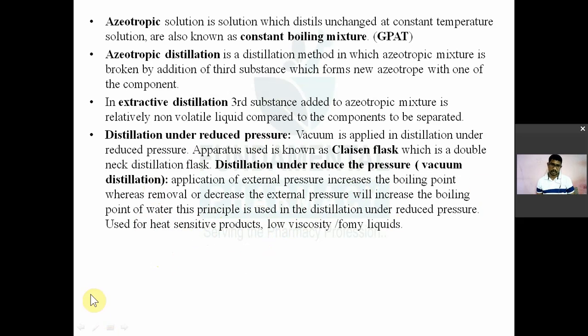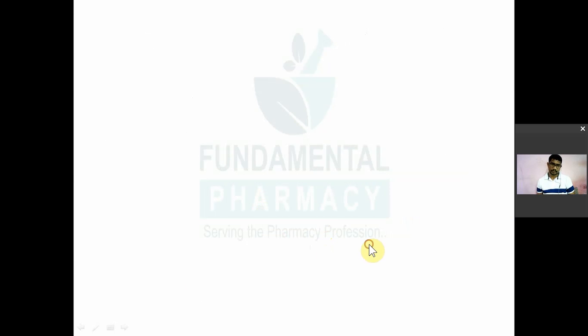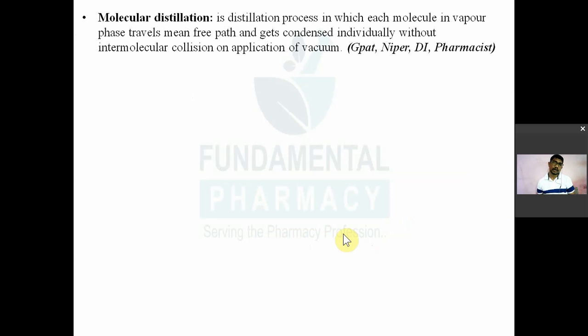So this vacuum distillation or distillation under reduced pressure is used for a heat sensitive product and the mixture with low viscosity or foamy liquids. Foamy liquid mixture, कि दो मिक्सचर अगर फॉर्म बना दे तो उसको वो मिक्सचर और लो विस्कस मिक्सचर है तो distillation under reduced pressure. Next one is a molecular distillation.